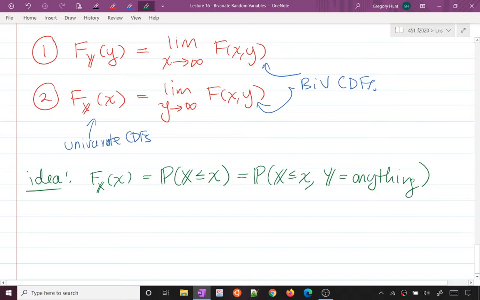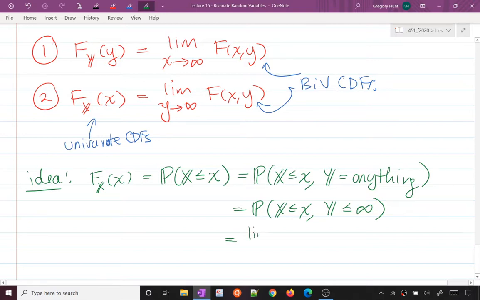Okay. And we could write that as the probability x is less than or equal to little x and y is less than or equal to infinity, let's say. It's a little bit of abusive notation, but this is not a formal proof, just an idea of what's going on. So the probability x is less than or equal to little x is the probability x is less than or equal to little x, and y is whatever it wants to be, because the probability that y is anything is just 1. So I'm just intersecting this with an event of probability 1, or the probability that y is finite.